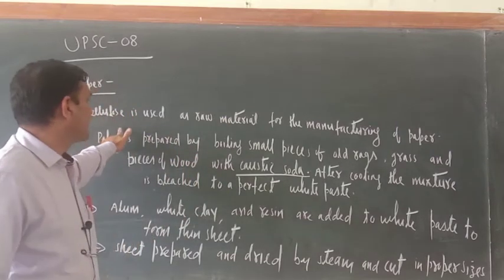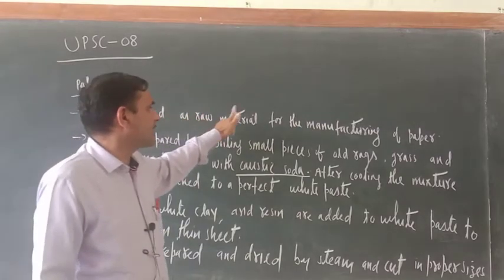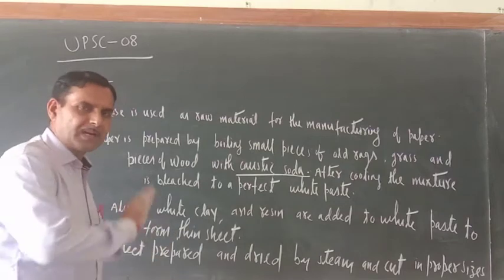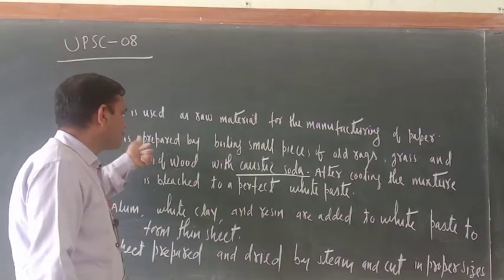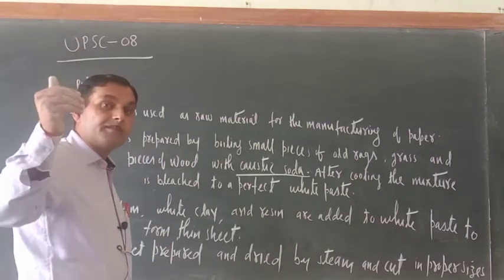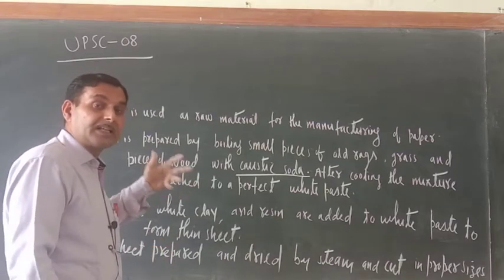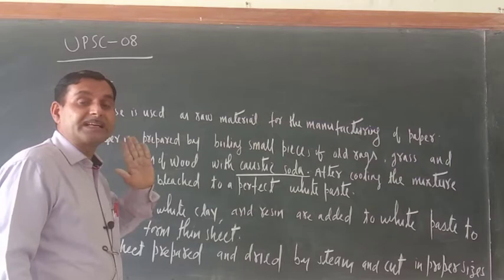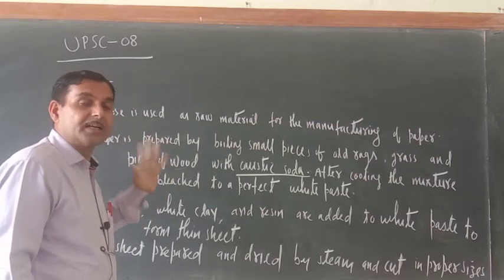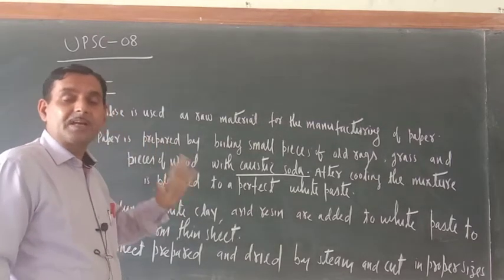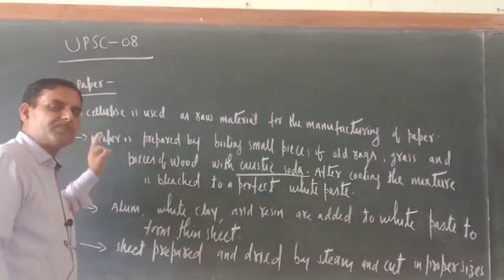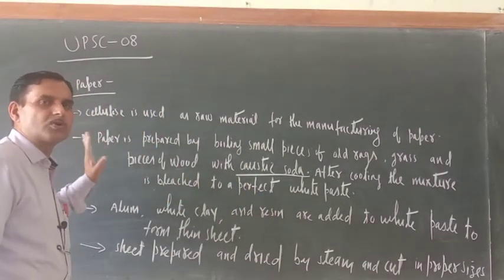Cellulose is used as a raw material for the manufacturing of paper. So from where will you get the cellulose? You will get cellulose from wood. That is why in the manufacturing of paper a lot of trees are cut. So that is why save the paper so that trees can be saved. The chief constituent of paper is cellulose only.